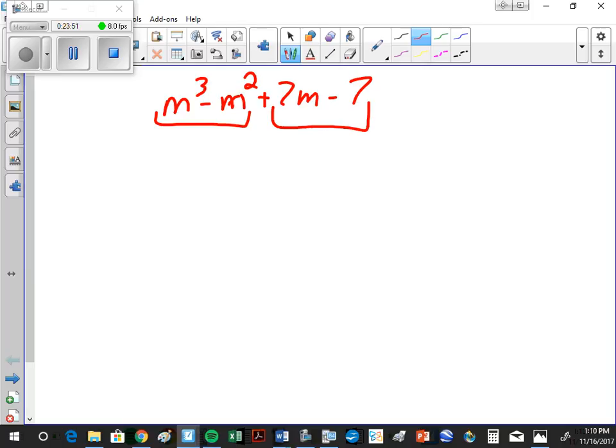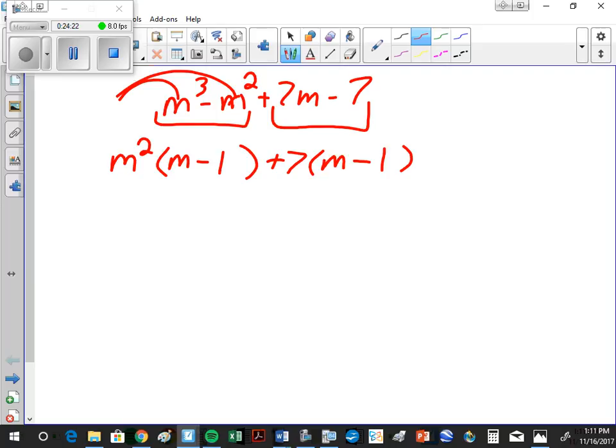What does that first group have in common? M squared. I write down m squared, and when I pull out an m squared from both of those, what's left? M minus, I took everything out, so what's left? 1. Okay, and then here, what can I pull out? If I pull out a 7, what's left? M minus 1. Now, if factor by grouping works, it's easy to tell because this and this are the same.